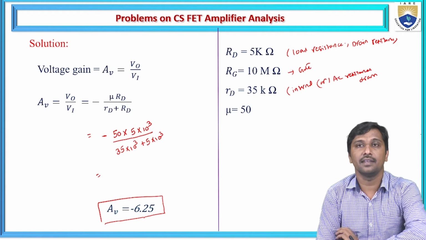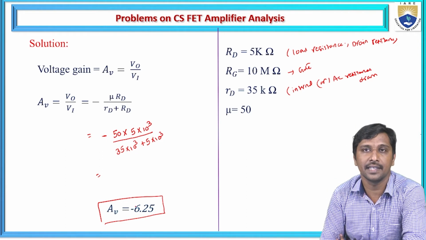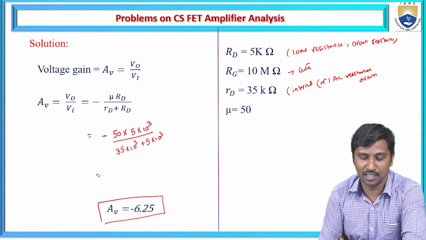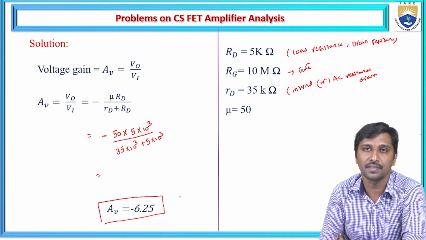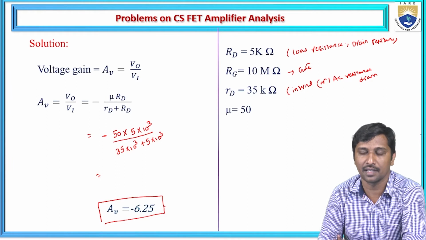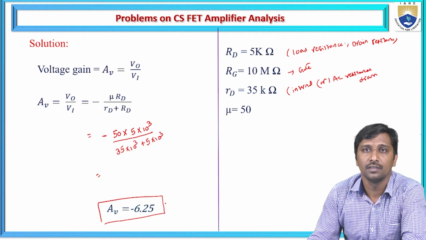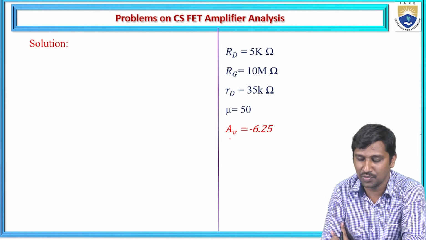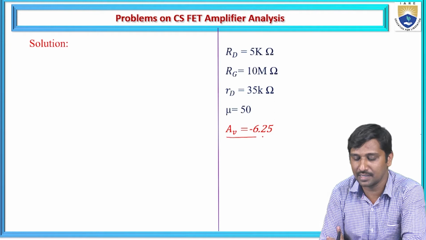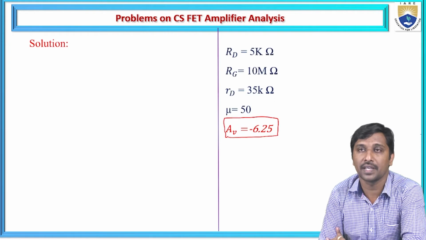Here, the negative sign indicates the direction of the output voltage, meaning the output voltage V0 has a 180 degree phase shift with respect to the input signal. So it is not a negative magnitude; it indicates the 180 degree phase shift with respect to the input signal. Hence, based on the given specifications, the voltage gain is minus 6.25.